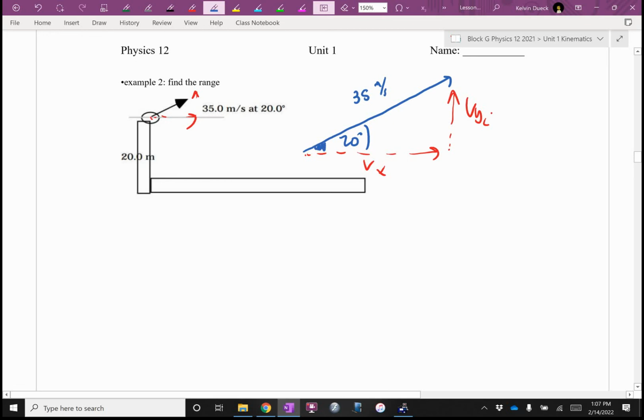Now I'll go to the T-table. Mr. Duke, don't you want to calculate the components? Patience. X, Y: ax is 0, ay is negative 9.8.